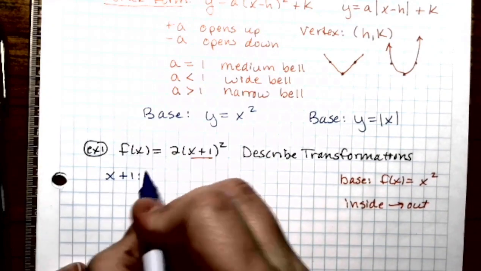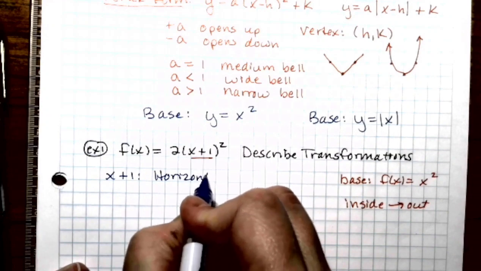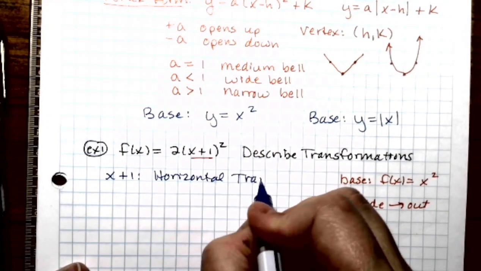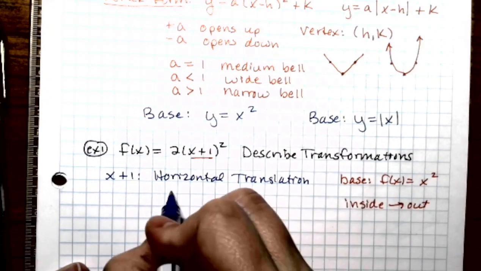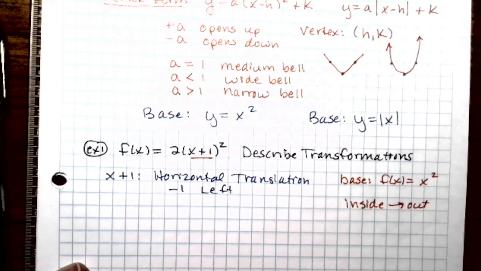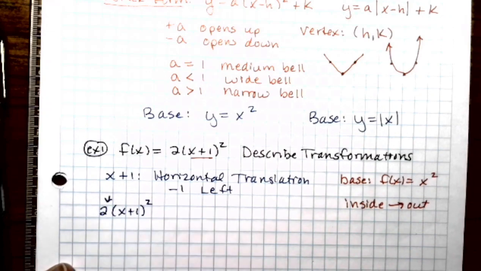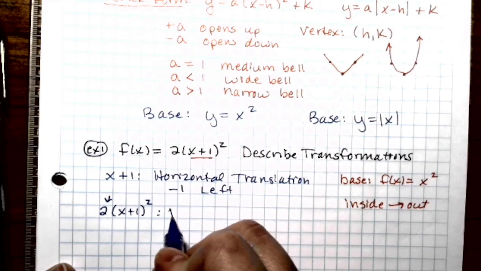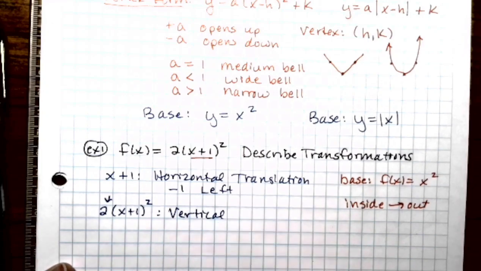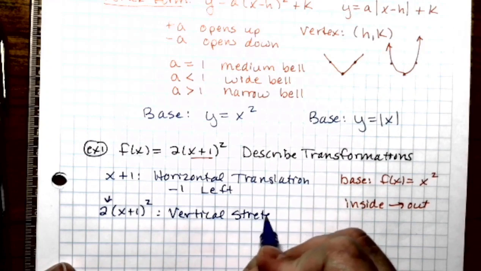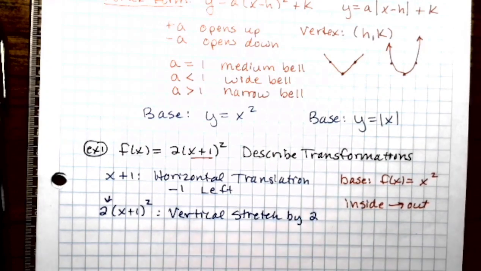The x plus 1 is a horizontal translation, and it's backwards, so it's minus 1, to the left. Okay, and then we've got a 2 sitting out front of the (x plus 1) squared. So it's out front, so this is a vertical transformation. And this is being multiplied, so you're talking stretch or shrink. In the case of vertical, what you see is what you get. This is a vertical stretch by 2.